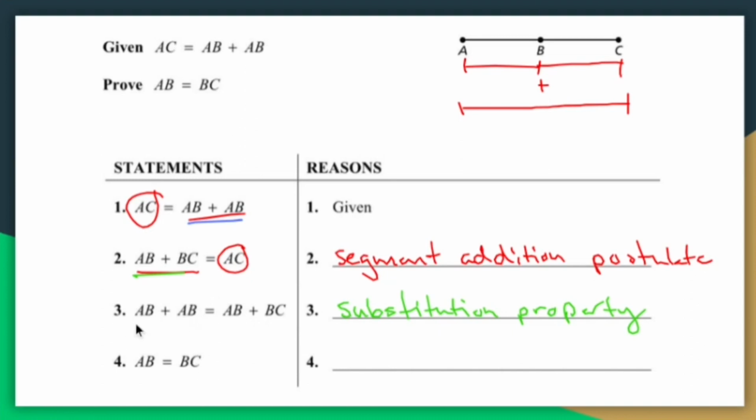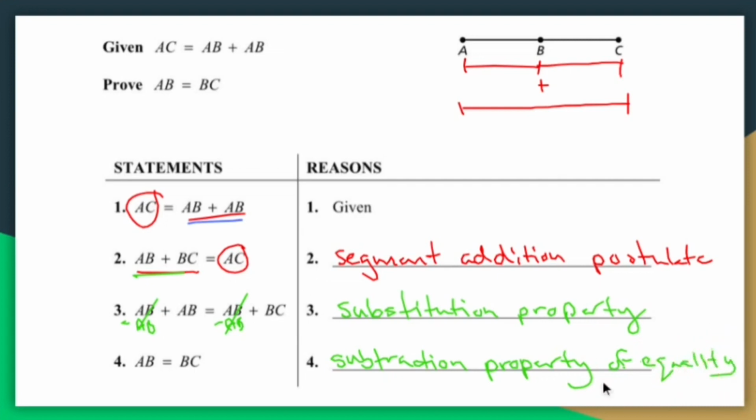There's an AB on the left. There's an AB on the right. If I subtracted AB from both sides, that would cross out and give me AB equals BC, which is that guy right there. So what did I do to both sides? I subtracted. So what is this? The subtraction property of equality. I can squeeze it in.